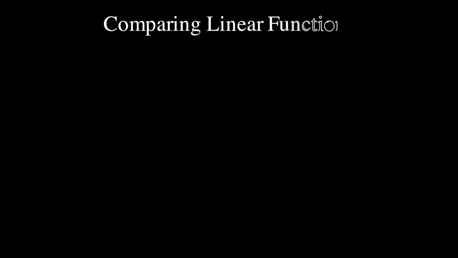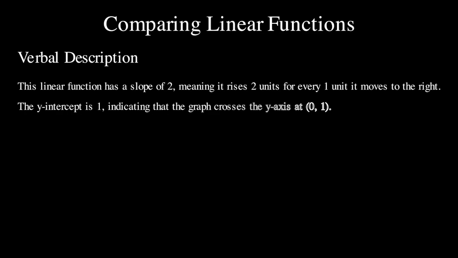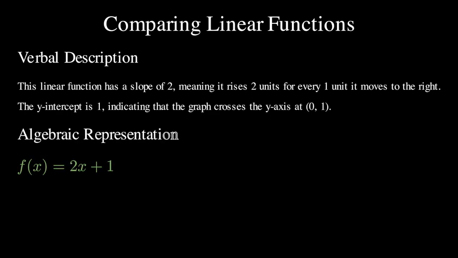Now, let's continue by identifying the different descriptions for linear functions. Let's start by understanding this function in words. A function that has two key characteristics. First, it has a slope of 2, meaning that for every 1 unit we move right, the function rises by 2 units. Second, it has a y-intercept of 1, which means the function crosses the y-axis at the point (0, 1). Algebraically, we write this as f of x equals 2x plus 1, where 2 is our slope and 1 is our y-intercept.